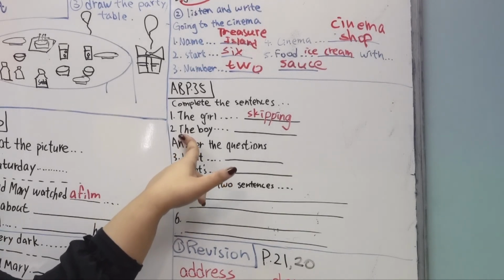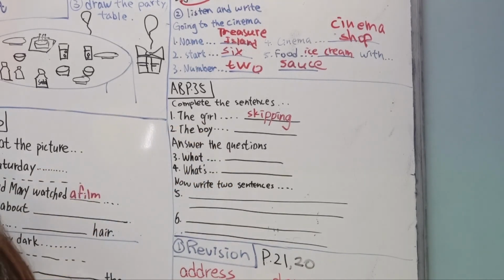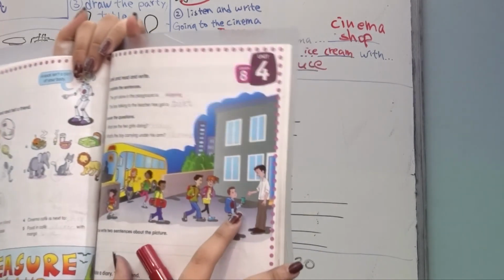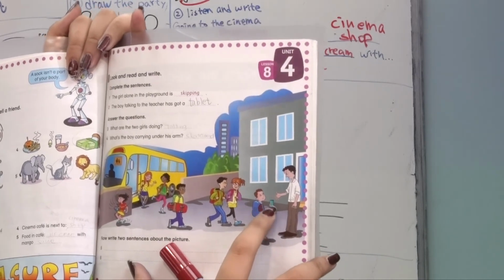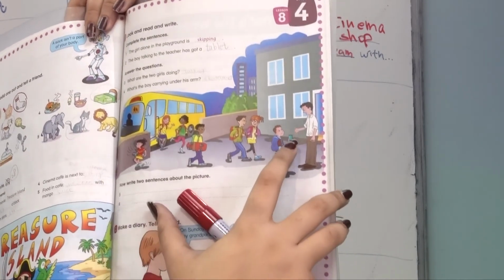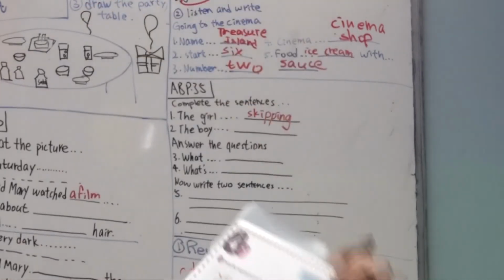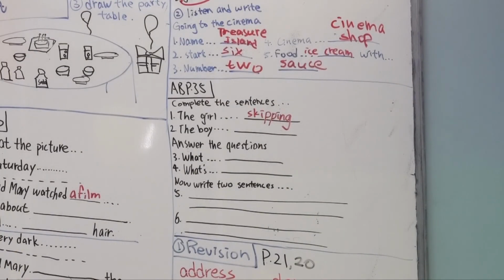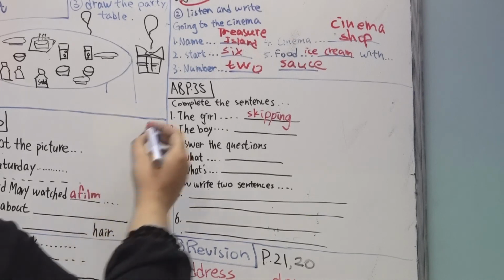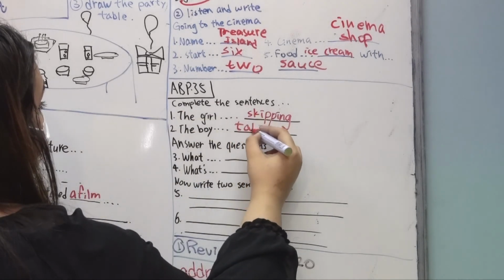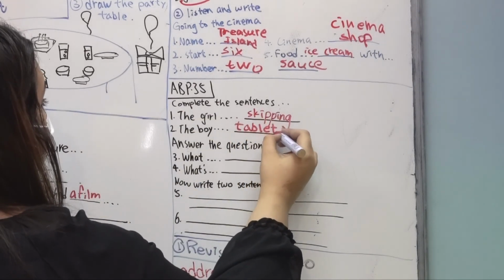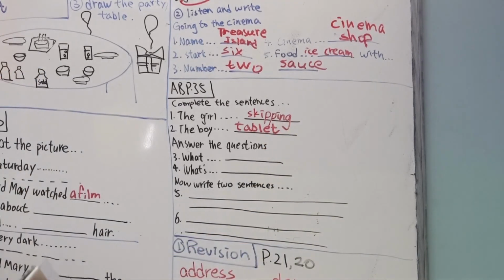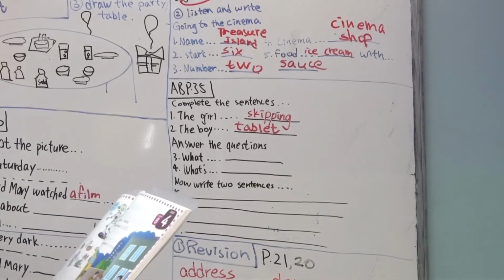Let's do it. The boy who is talking to the teacher has got a... What do we call that? We call that a tablet. Okay? Tablet. How do we spell tablet? T-A-B-L-E-T. Tablet. Alright? Tablet.